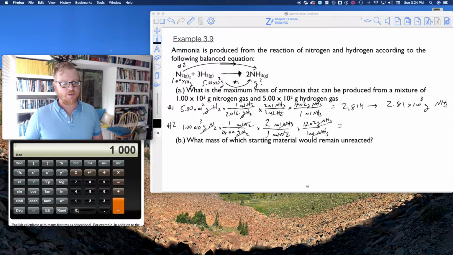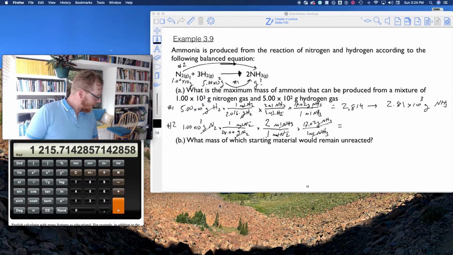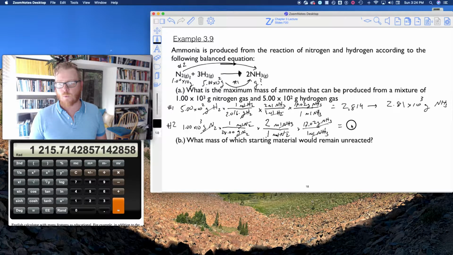So we know 1 times 10 to the 3 is 1,000 times 2 times 17.02 equals, okay, and then now divide by 28.00. Okay, that's the number I have in my notes. And so, okay, I'm going to write that down as 1,216. I'll round it up to 216, but I still need 3 sig figs out of this.